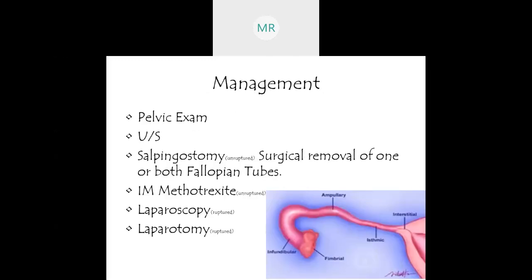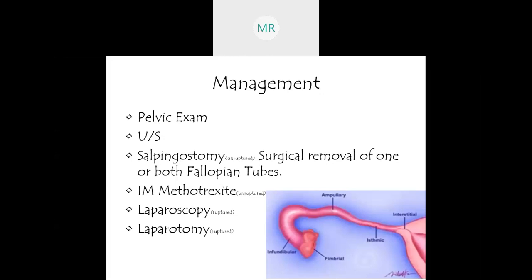What is the management and what are we going to do for mom? Well, we're going to check for her H&H. Her leukocytes are going to be high. We have to check for her beta HCG levels as well. Okay, so a pelvic exam, an ultrasound, and there could be a salpingostomy procedure.